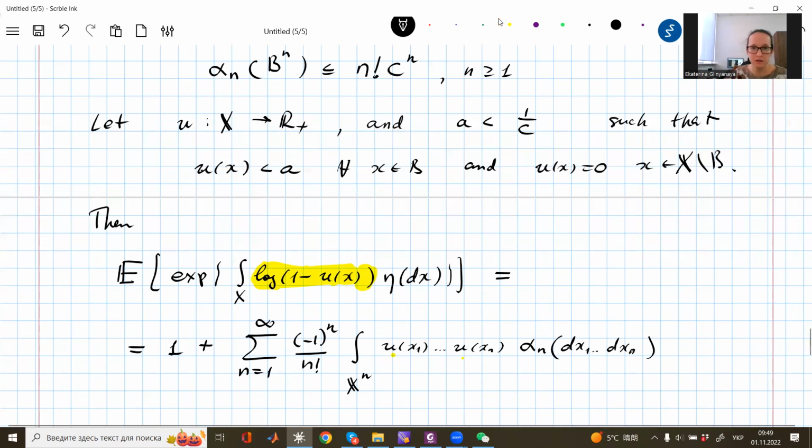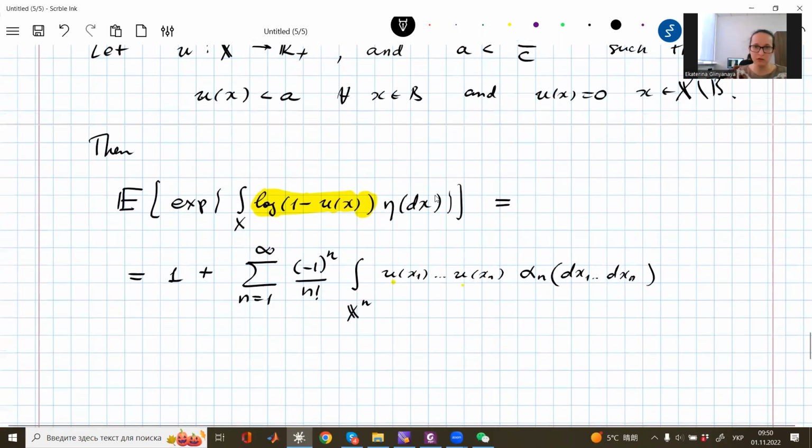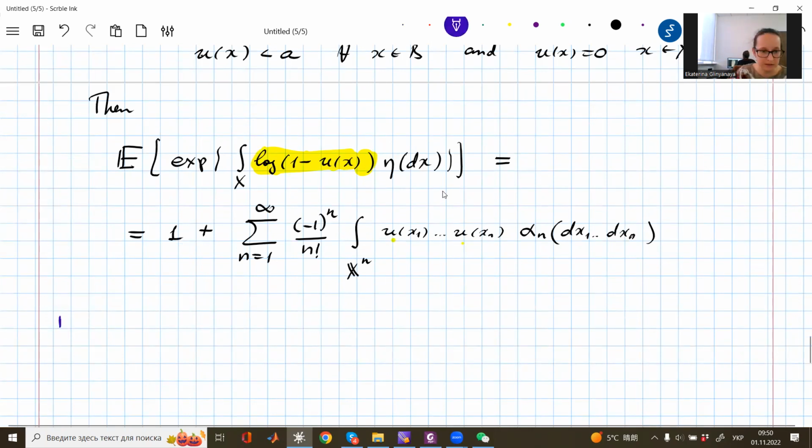And this is the main idea that we will use later to prove the uniqueness of the distribution, because if we have the equality of factorial moment measures, then under some conditions, so we know what conditions, the series converges and the Laplace transform will be defined uniquely by factorial moment measures. So let's try to prove this lemma.